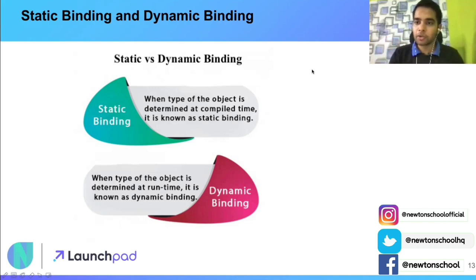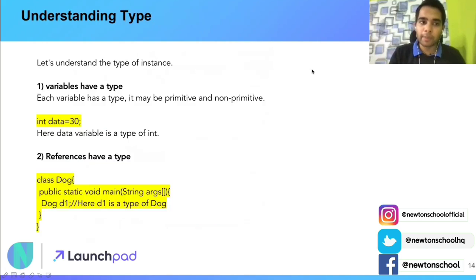Now all of you would be having this question: what is the type of the object? What do you mean by type of the object? Let's go and understand it. I am talking about the type of an instance. Let's understand the type of instances through different examples: in case of variables, references, and objects as well. First example, variables have a type. Each variable has a type. It may be primitive or non-primitive, and this type is their data type. For example, if I declare a variable as int data = 30, here my data variable is of type int.